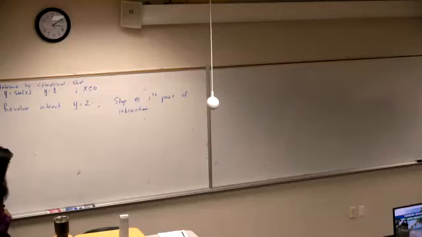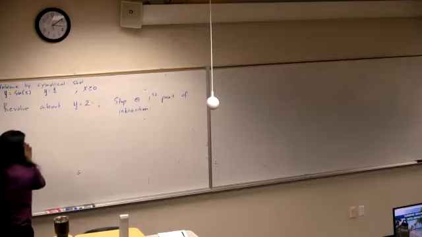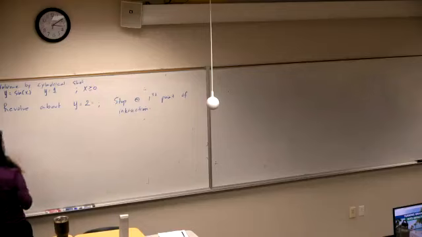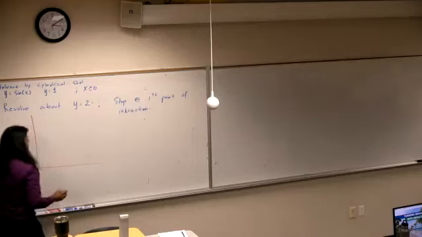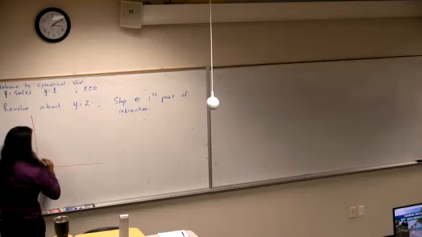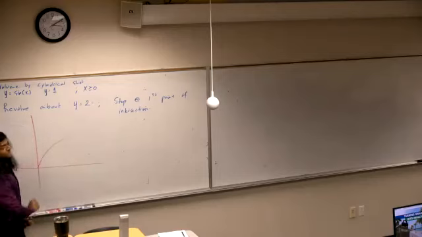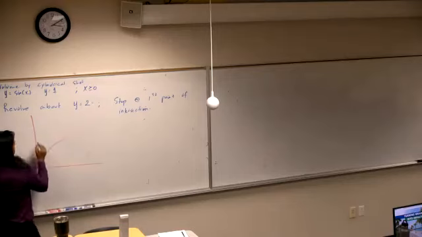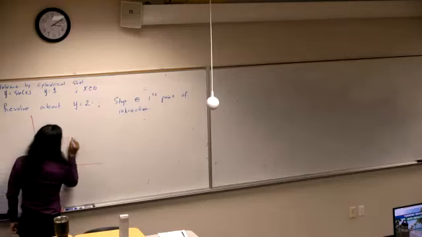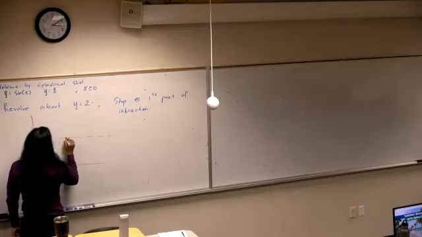Y equals sine x, and y equals 1 would be the line. First, we've got to find the point of intersection. We stop at the point of intersection. Y equals sine x is the sine wave, a maximum at 1. The line is right there.